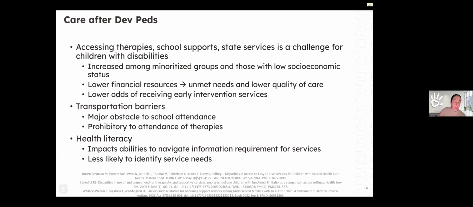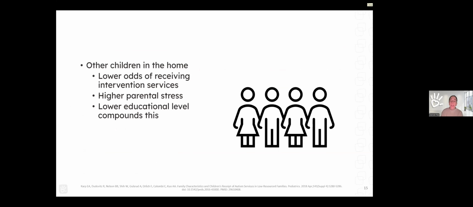And you all know the important work that's being done with the social determinants of health screener, which allows us to know, without asking up front, what these might be for some of the families that we see. And then other children in the home, there is evidence to show that this leads to lower odds of receiving intervention services, higher parental stress, and lower education level of a family might compound this as well.